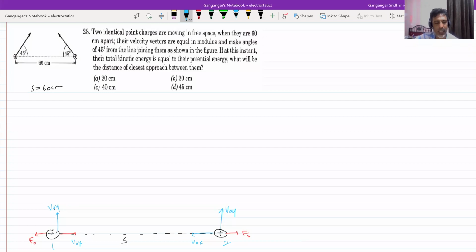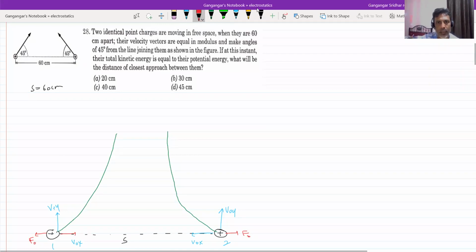This V naught y will remain the same, no? Because the electrostatic force at all positions will be acting horizontally. So therefore the path of the particle will be like this. When they come to a certain position, both will have the same y displacement, since they are identical, no? So both will have the same displacement. So here Vy, let this be.